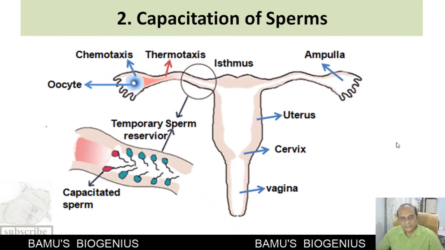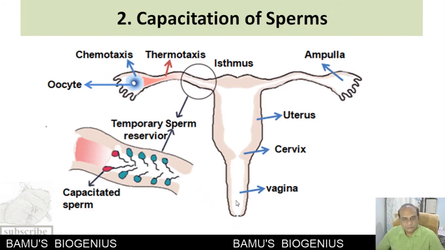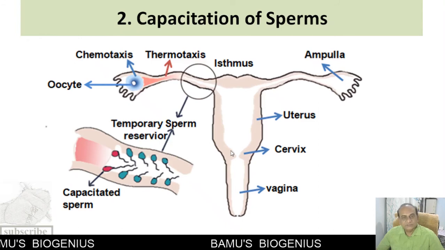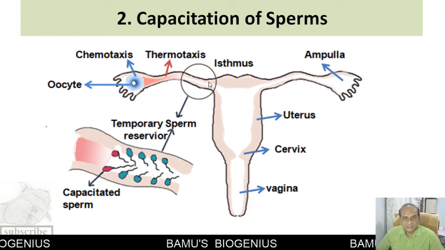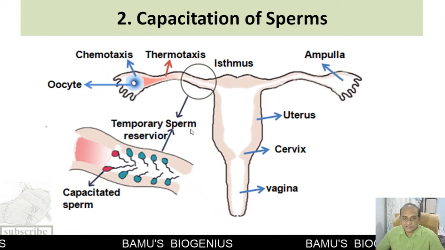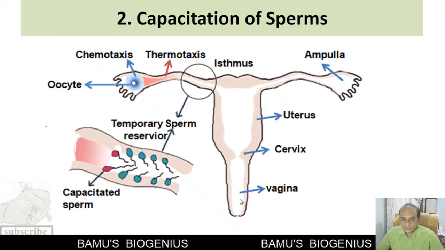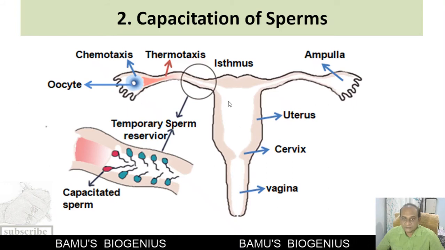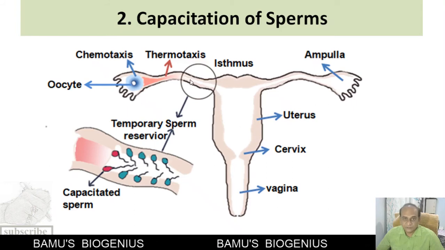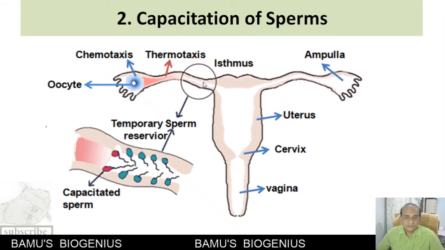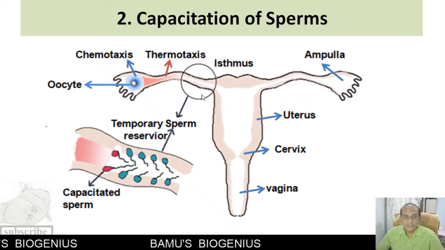Now, as I told you, although the total female genital tract is responsible for capacitation of a sperm, the isthmus region is more important because it temporarily stores the sperm. When the sperms are deposited in the vagina, only 1% of the sperm can enter inside the fallopian tube, where these sperms are stored in the isthmic region, or isthmus region, of the fallopian tube for some period of time.